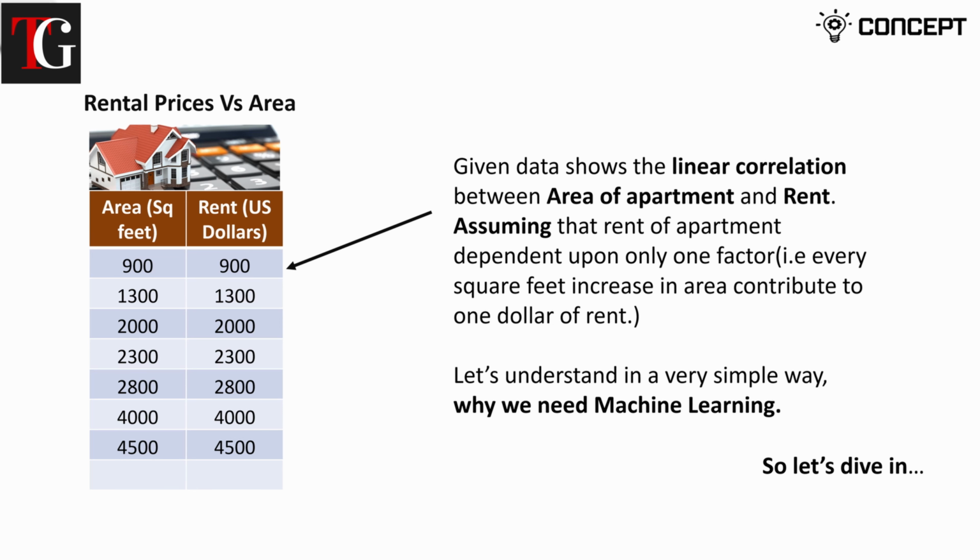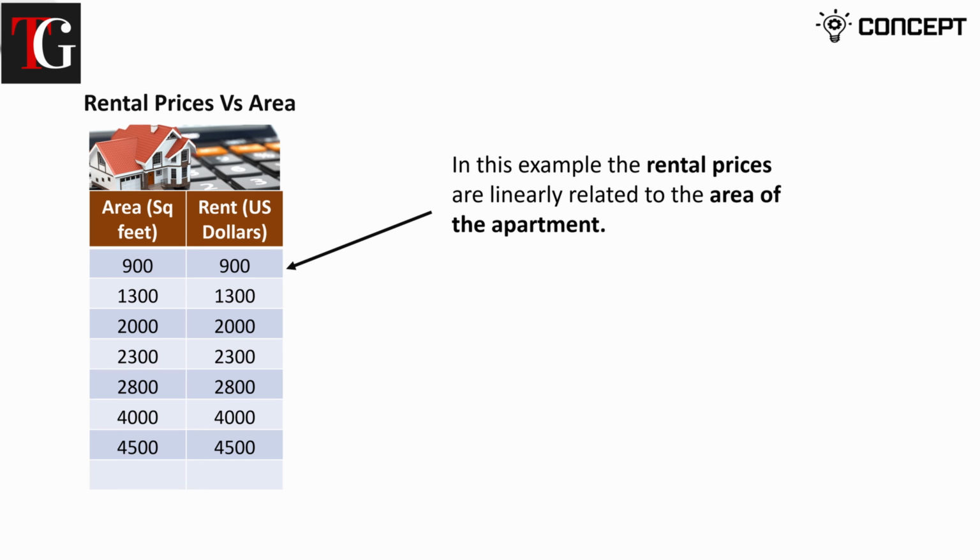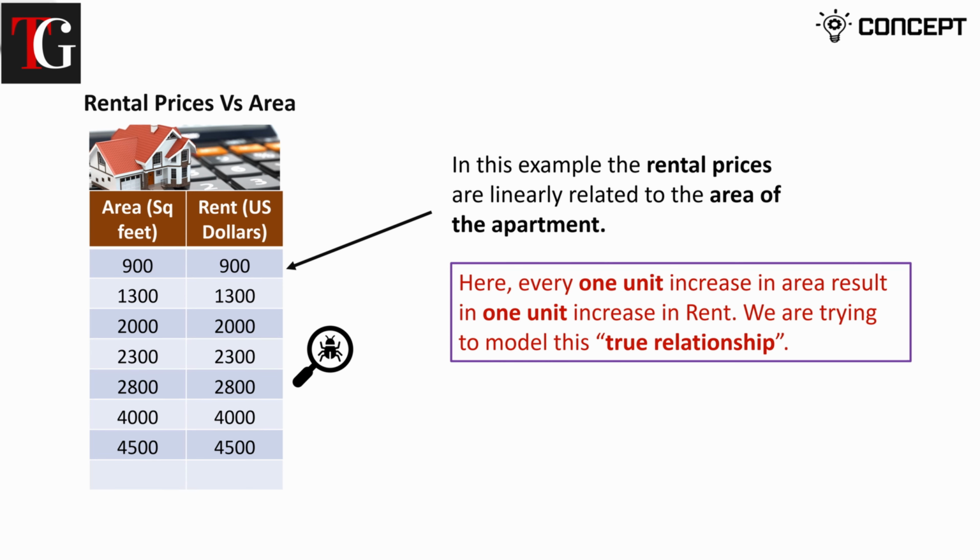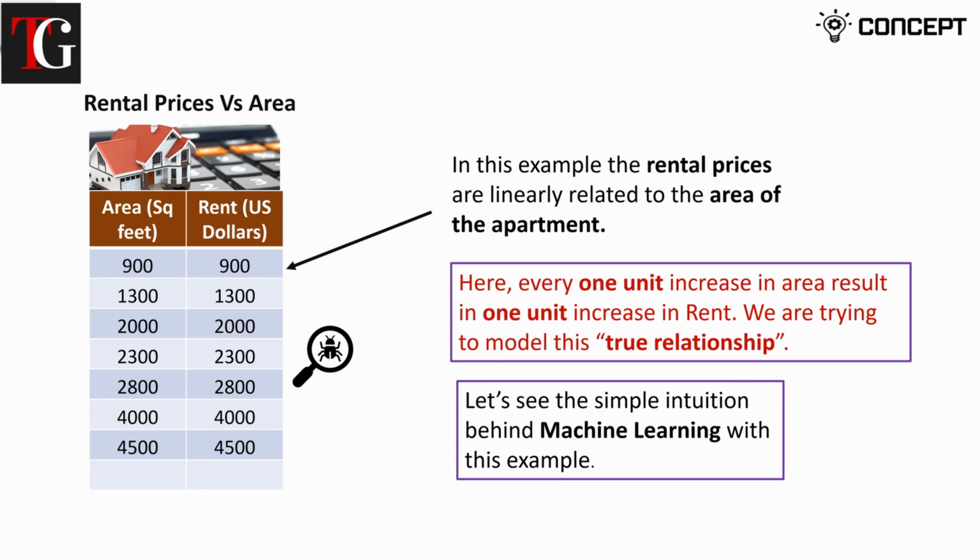Let's understand in a very simple way why we need machine learning. So let's dive in. In this example, the rental prices are linearly correlated to the area of the apartment. Here, every 1 unit increase in area results in 1 unit increase in rent. We are trying to model this true relationship. Let's see the simple intuition behind machine learning with this example.